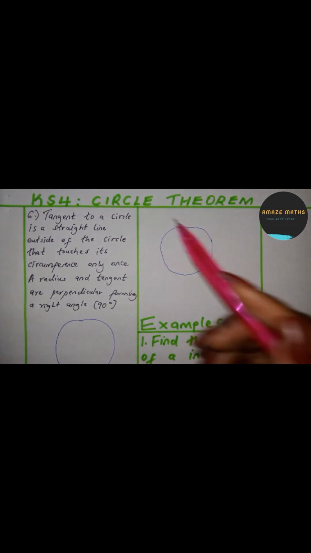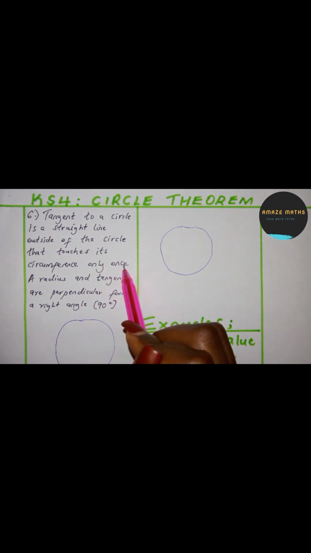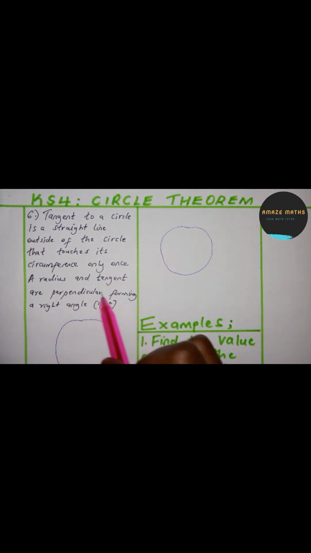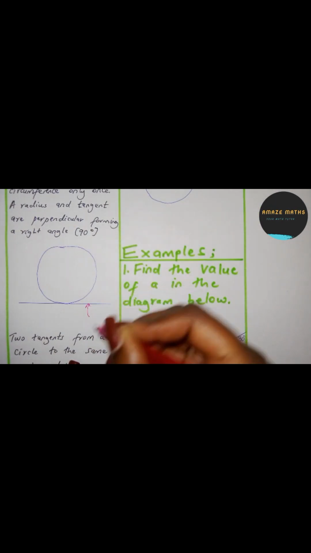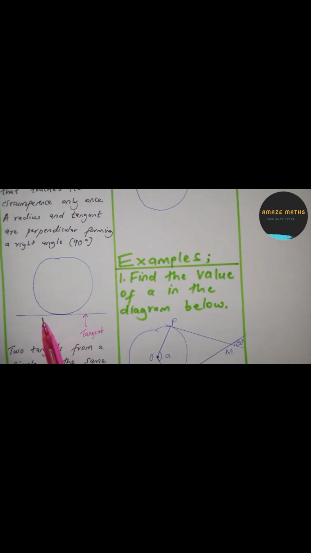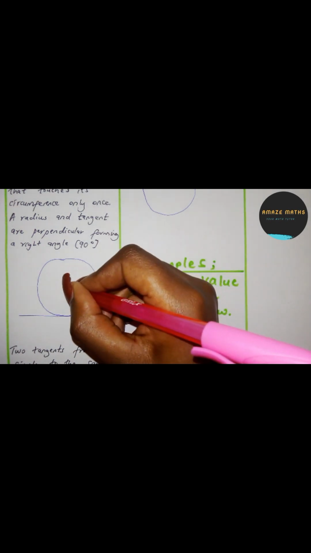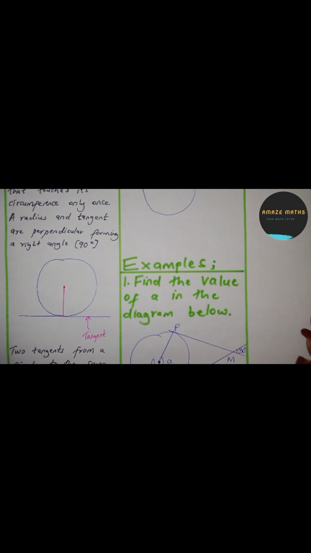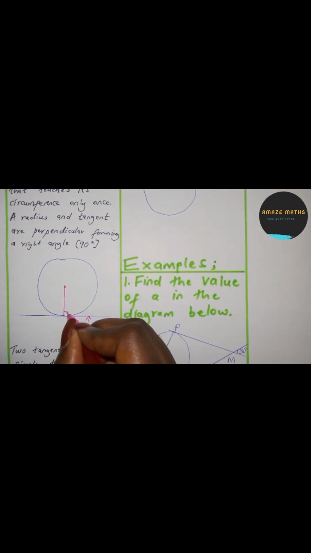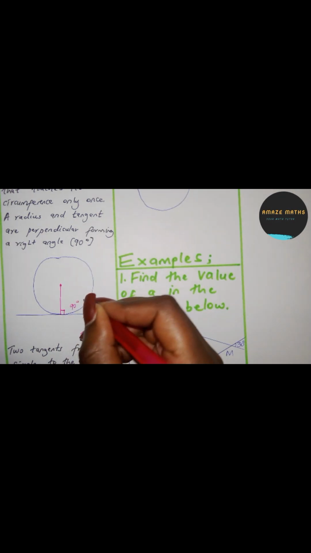Okay, number 6. A tangent to a circle is a straight line outside of the circle that touches its circumference only once. Radius and tangent are perpendicular, forming a right angle. So this is the tangent, a straight line outside of the circle that touches its circumference only once. So this one has touched it only once there. And then we have a radius. So remember, radius is half of a diameter. So if you have the radius like that, it forms 90 degrees. So these two are perpendicular to each other, forming 90 degrees.